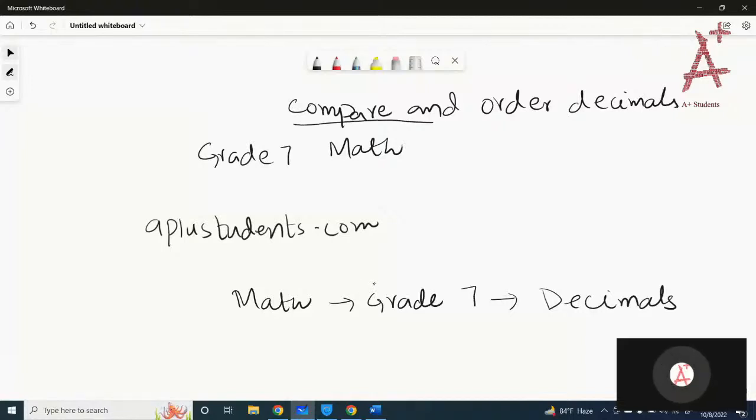So follow the instructions. Go to grade 7 maths. Go to aplusstudents.com. Log in there using your email address and password. Then you have to select math from the subject tab. Then scroll down to grade 7 maths. Then find the chapter decimals, and the topic we are going to start is compare and order decimals. So let's start with the topic.